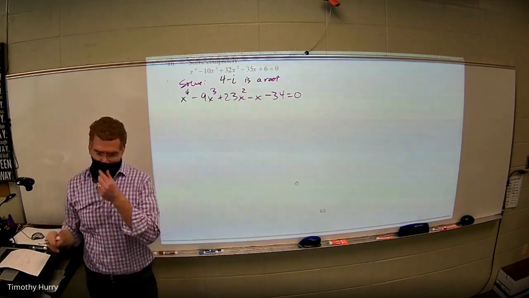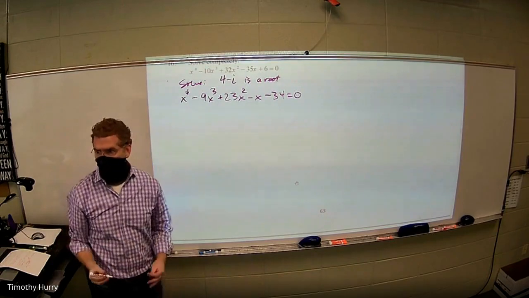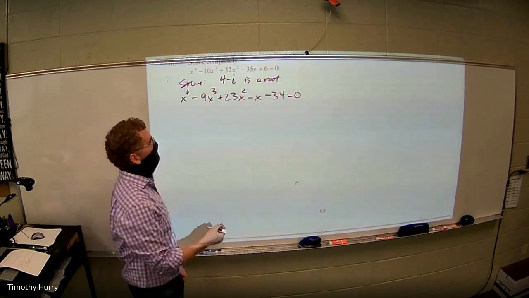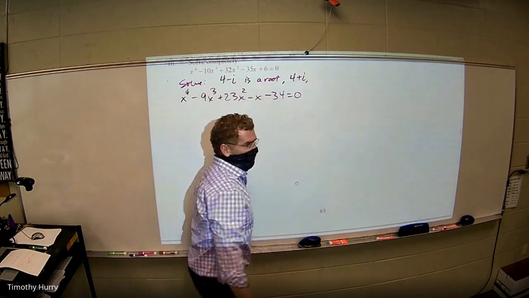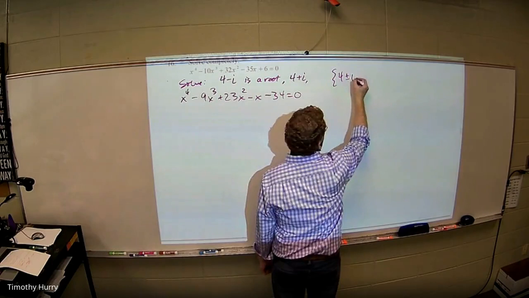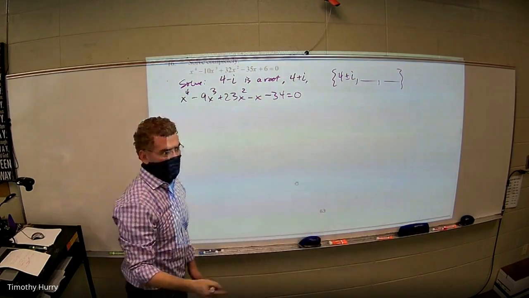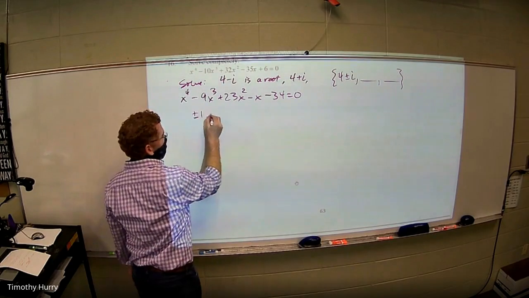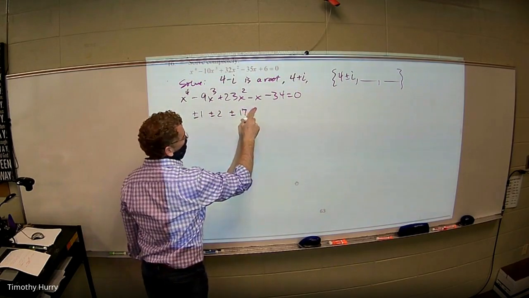How do you know that? Because the coefficients and the constants are real, which means these occur in conjugate pairs. So not only is that a root, but also 4 plus i. Now you have 2 of your 4 roots, right? You've got 4 plus i and 4 minus i. You've got 2 more to find. Should you take the possible rational roots? No. Yes.